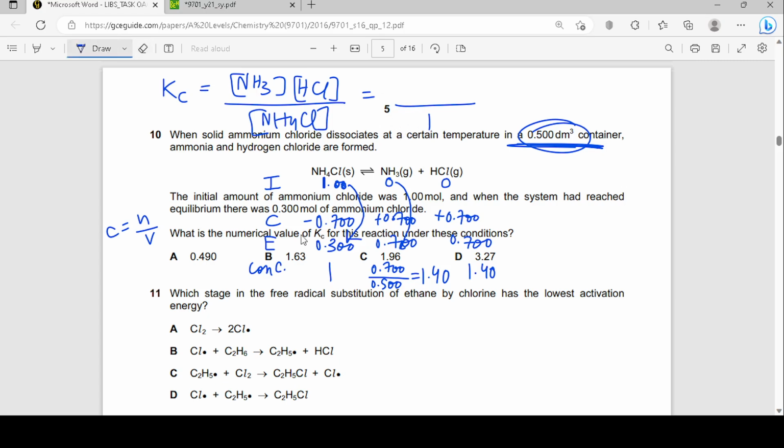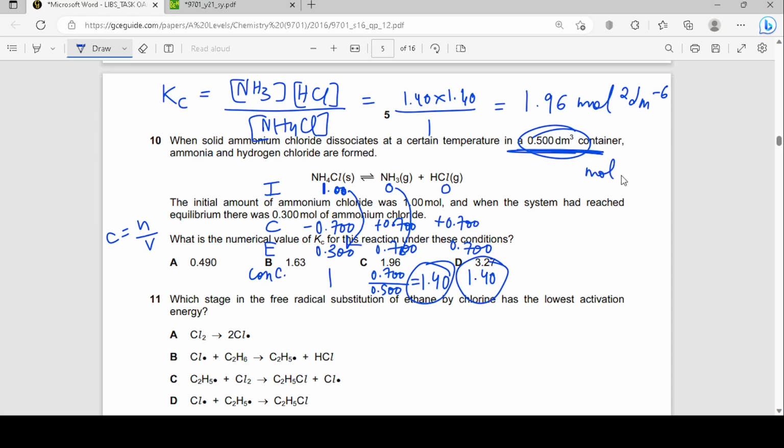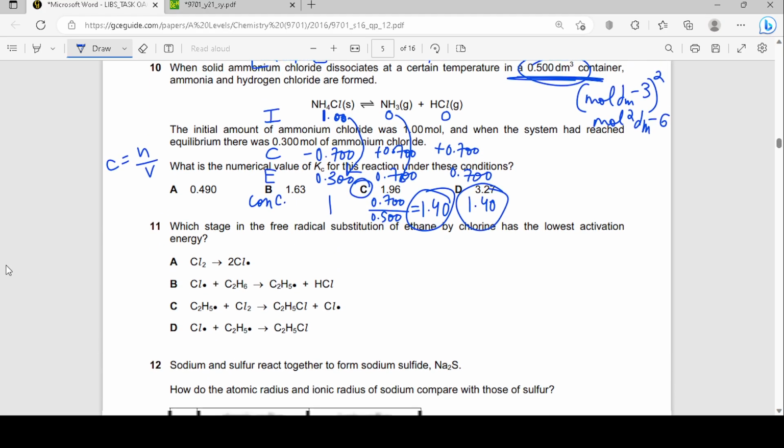And then NH3, its concentration is 1.40, and HCl is also 1.40, so 1.40 times 1.40, or you could say 1.40 squared. So that is going to be 1.96 mol² dm⁻⁶. So how do you get that? You get mol per dm cubed, and you just square that. So yeah, mol² dm⁻⁶. And is there an option? That is an option, so that's option C. So we're going to select that.